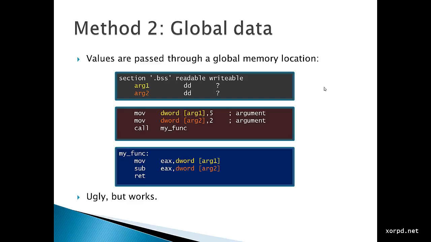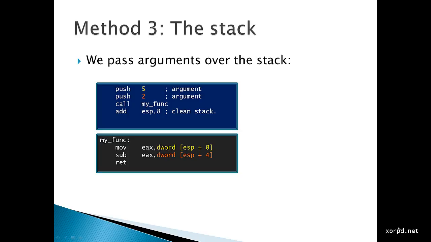Maybe 10 or 20 years ago, you could actually find this kind of code, but nowadays you don't find this kind of code. Method number 3, the stack. By now you probably saw it coming. The stack is such a useful structure. We use it for so many things. Why not pass arguments over the stack?